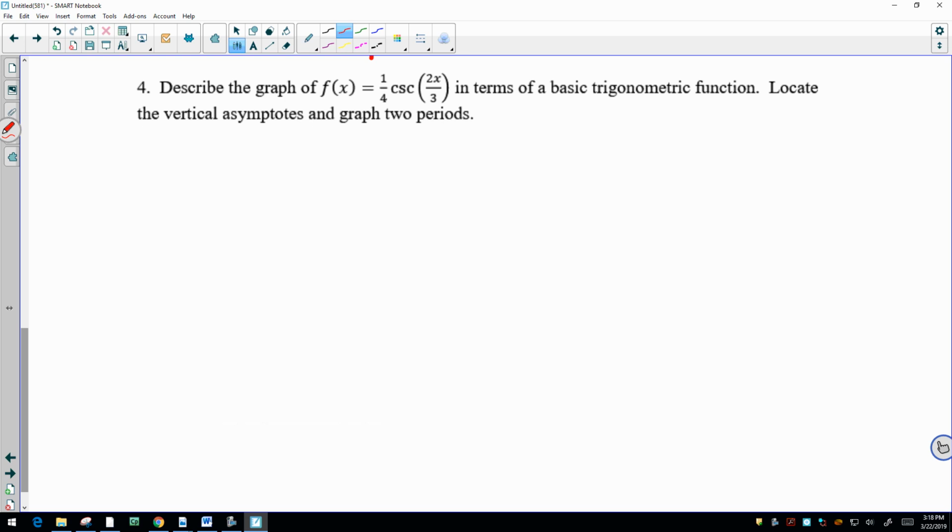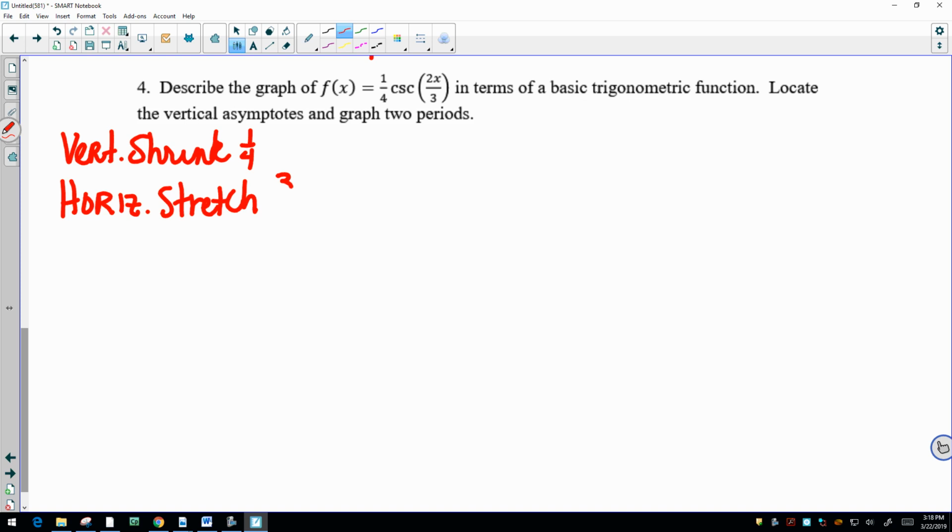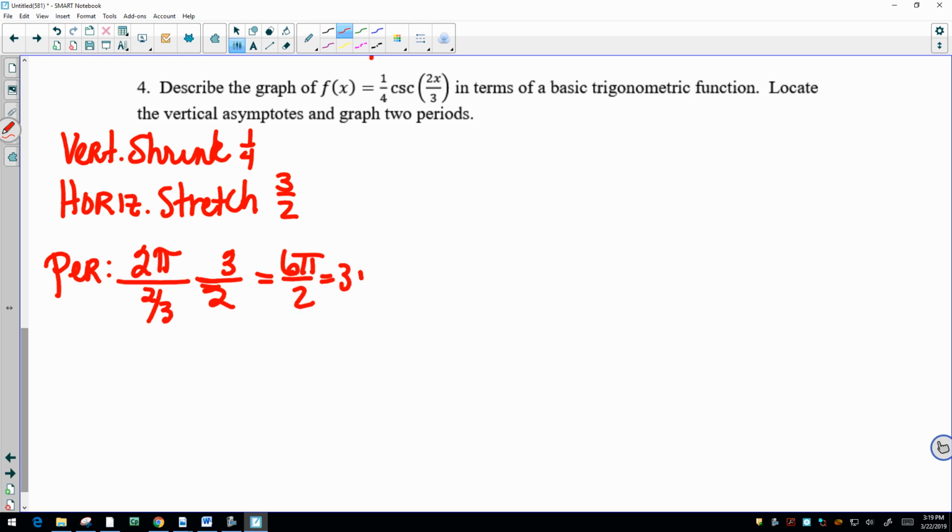Okay, so if we were to talk transformations, we have a vertical shrink of 1/4. We would have a horizontal stretch of 3/2. And then if I'm thinking period, we're starting off again with 2 pi. We divide it by b. b is 2/3. So I want to think copy, change, flip. If I multiply that by 3 over 2, that's going to get me 6 pi over 2, which is going to get me a period of 3 pi.